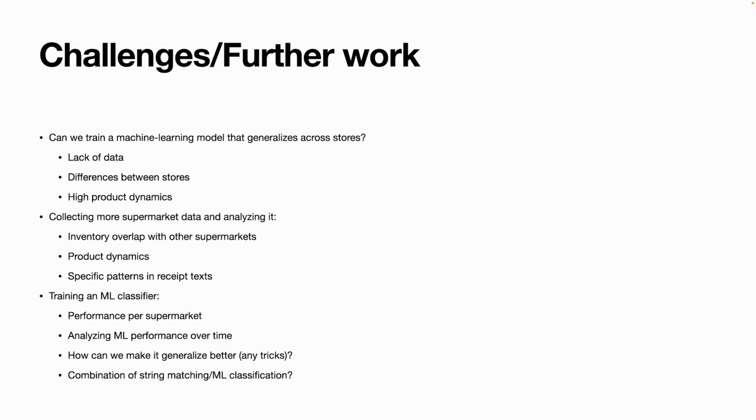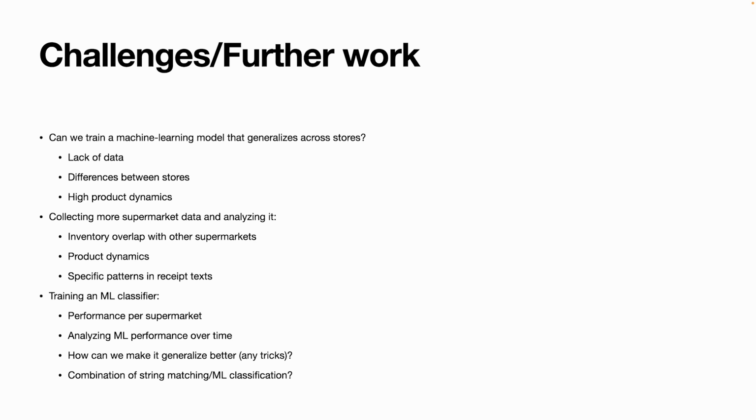We want to look at inventory overlap with other supermarkets. We want to look at product dynamics, and we want to see if we can identify specific patterns in the receipt text, either for cleaning or for increasing the performance of the machine learning classifier. And last, we want to train a machine learning classifier. Then we are looking at the performance per supermarket. We want to analyze the machine learning performance over time.